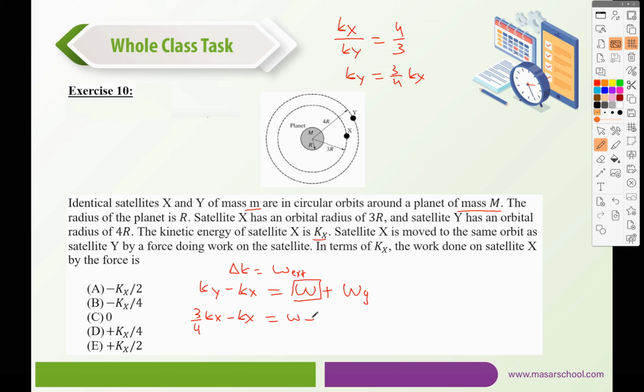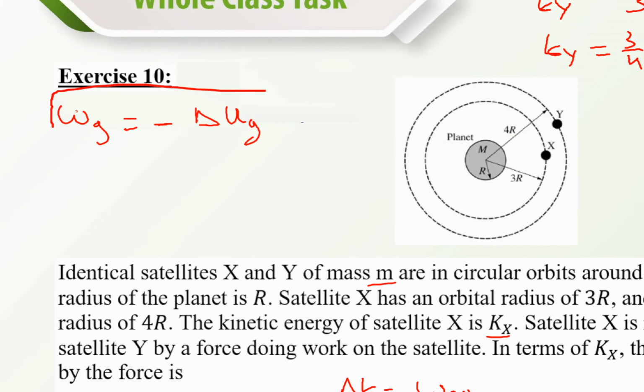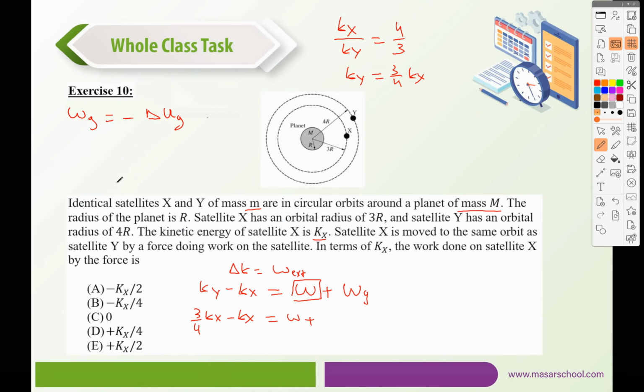Now, what about the work done by gravity? Because this is a conservative force, we know that the work done by gravity is equal to minus the variation of the gravitational potential energy. This is something that we have done in unit 3. Then that would be minus the final gravitational potential energy, which is UG at the position Y, minus UG at the position X.